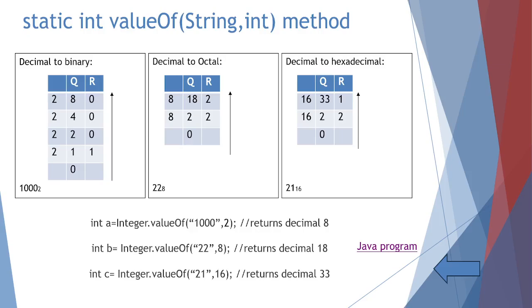Let's see a program and understand. If we pass 1000 with base 2, it should return 8. 22 with base 8 returns 18. 21 with base 16 should return decimal 33. Let's see the program.